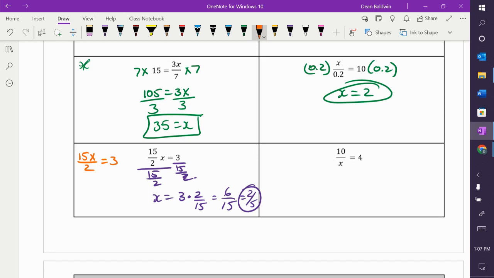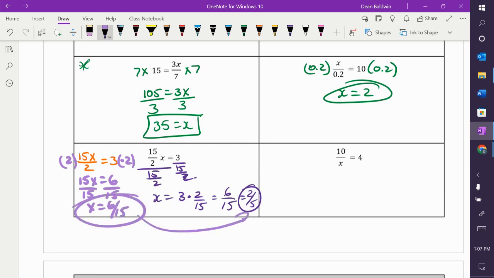So what would you do here? How would you get rid of the 2? Times by 2, both sides by 2. And I get 15x is equal to 6. And then what would be your next step? Divide by 15. And there's your answer, which reduces to 2 over 5.